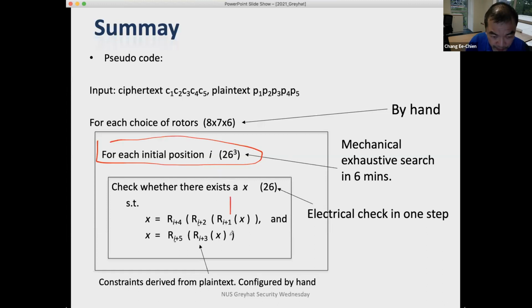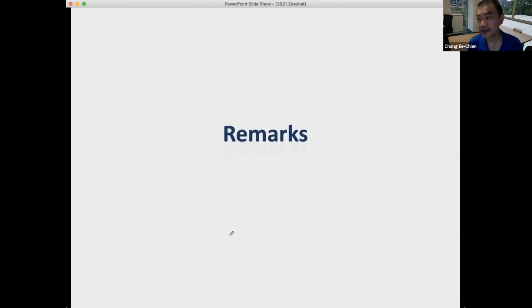And each of them is one check. Okay, the electricity triggers: when you find it, it will automatically short circuit and then stop. So this is the mechanism.